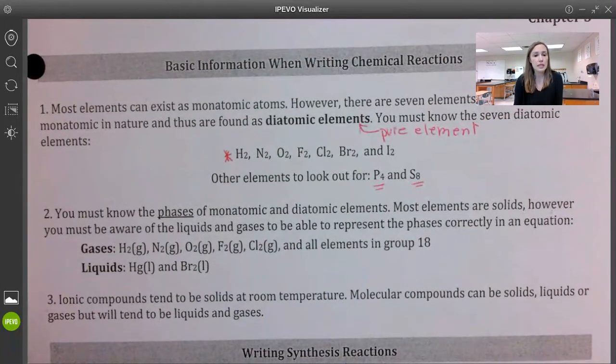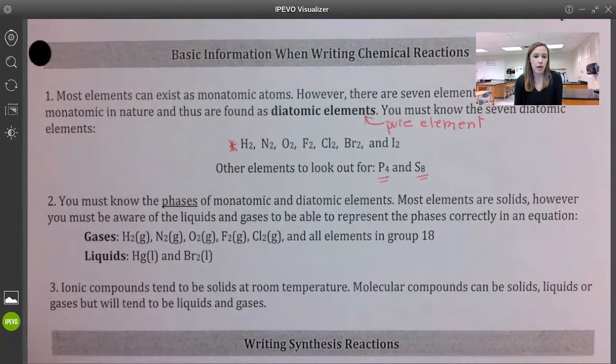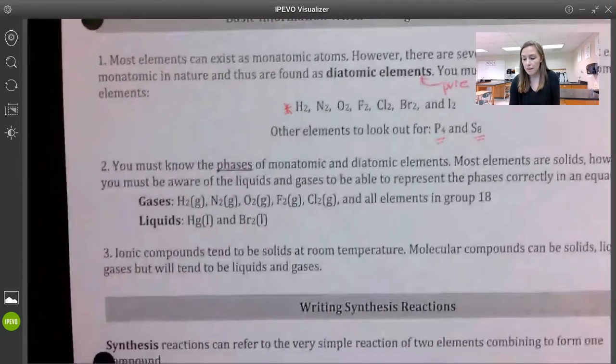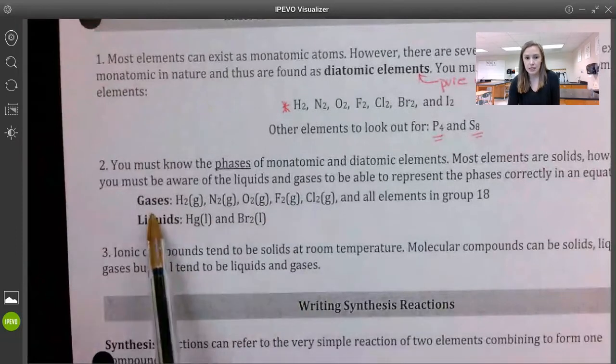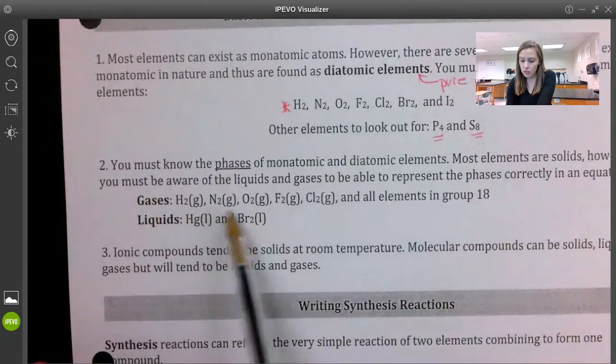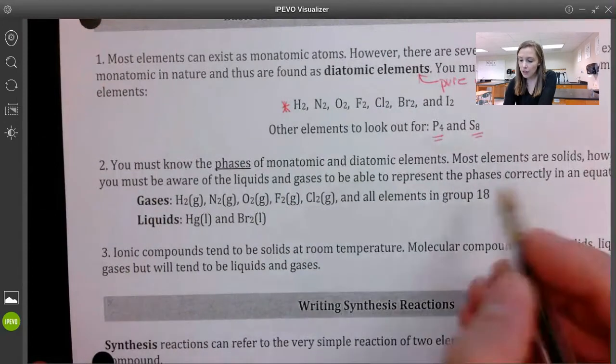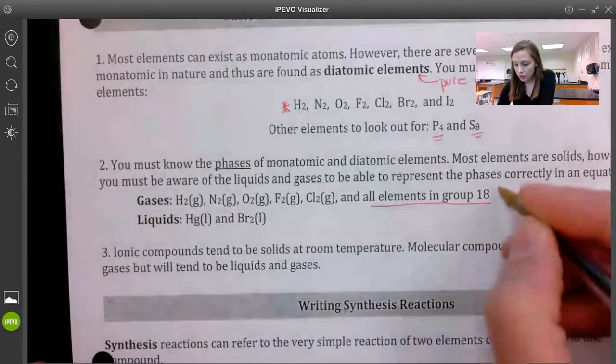The other part is you need to know the phases of our pure elements. These are their phases at STP, standard temperature and pressure, which is very similar to room conditions, because those conditions of temperature and pressure would affect what phases they are. So we want to know what they are as pure elements. You'll see that most of your diatomics exist as gases. So you have hydrogen, nitrogen, oxygen, fluorine, chlorine, and then all the elements in group 18. These are your noble gases.